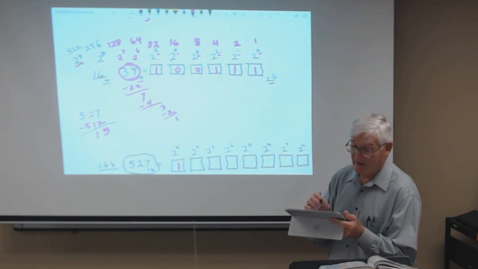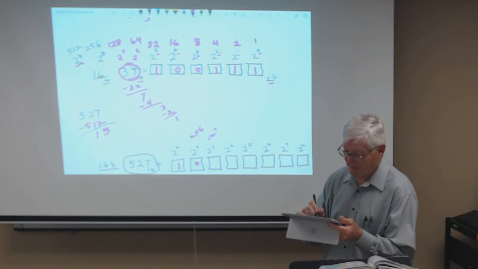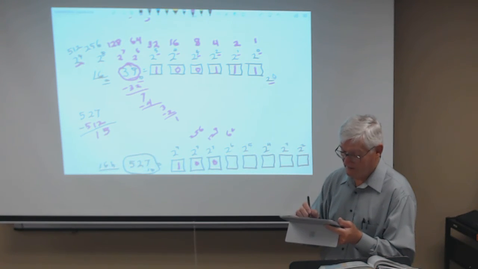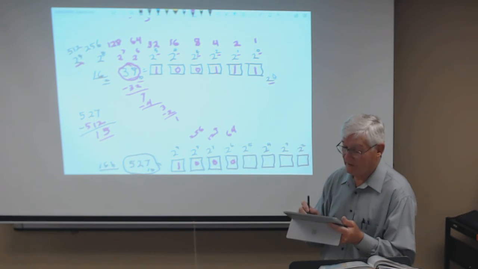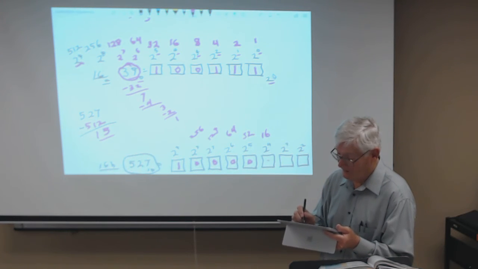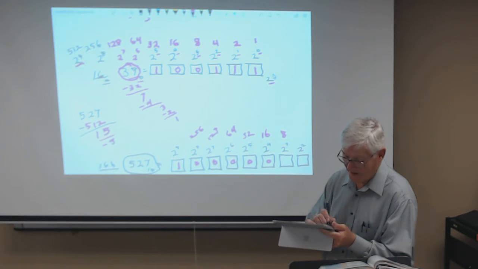What's 2 to the 8th? 256. None of those. What's 2 to the 7th? 128. None of those. What's 2 to the 6th? 64. I'm looking for 15. None of those. What's 2 to the 5th? 32. None of those. What's 2 to the 4th? 16. Almost, getting close, but none of those. What's 2 to the 3rd? 8. There's one of those, so I subtract 8.